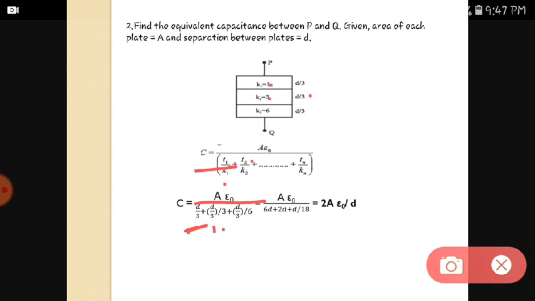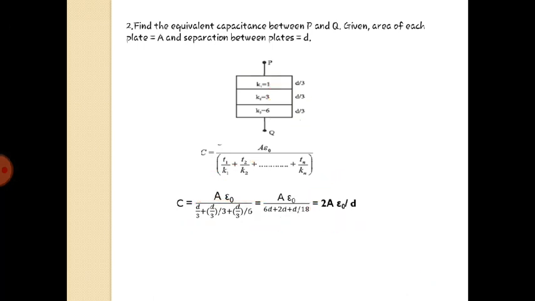Second term. Then D by 3, here 3 divided by 6. By calculating this, we are getting 6D plus 2D plus D divided by 18. We have to take the LCM, right? By solving this, we are getting 2 epsilon A divided by D. It is easy to find out. Okay, so this is 2A epsilon divided by D.